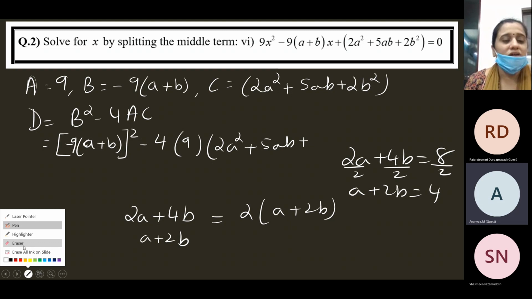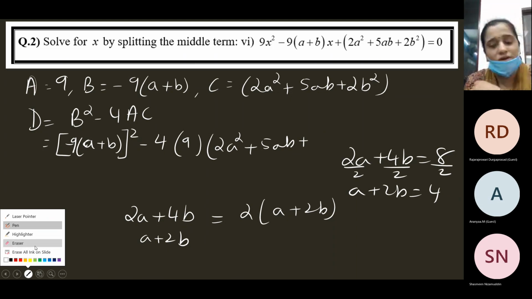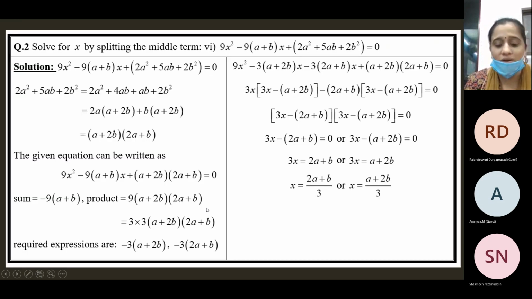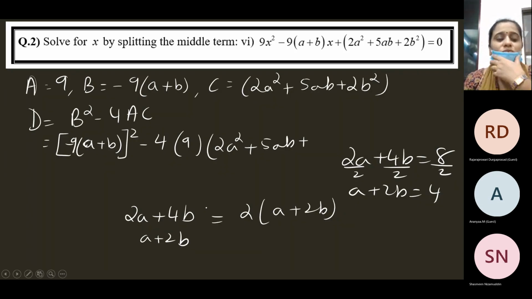So it will be 9 into A minus B the whole square. Yeah, 9 into A minus B the whole square looks right. I'll just complete and check because I have the answer in a different method.